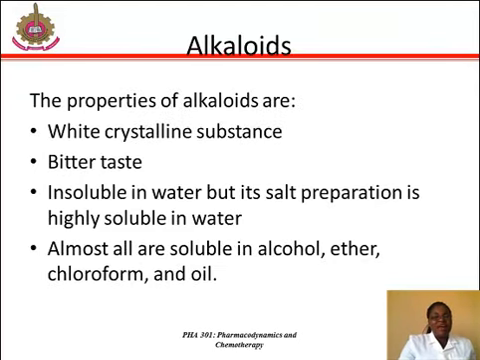Looking at alkaloid as the active constituent of plants. Alkaloid is defined as the basic nitrogenous compound of plant origin that produces salt when combined with acid and is physiologically active in plants and animals. The properties of alkaloids are they are white crystalline substances, they have a bitter taste, they are insoluble in water, but its preparation is highly soluble in water. And almost all alkaloids are soluble in alcohol, ether, chloroform, and oil.